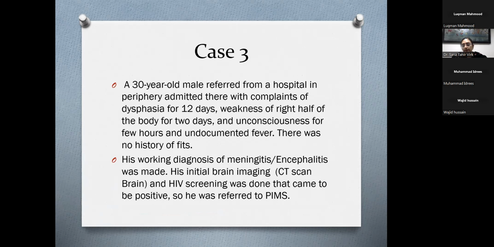Then case 3. A 30-year-old male, referred from a hospital in the periphery, admitted there with complaints of dysphagia for 12 days, weakness of the right half of the body for 2 days, unconsciousness for a few hours, and undocumented fever. There was no history of any fits. His working diagnosis of meningitis and encephalitis was made, and his initial brain imaging, a CT scan, was done, and his HIV screening was also done. That came out positive, and then he was referred to ID PIMS.